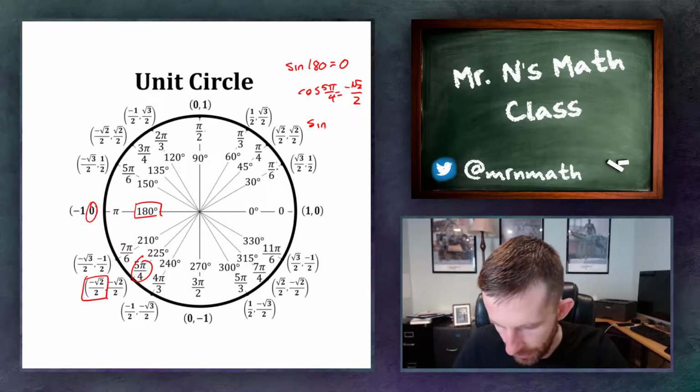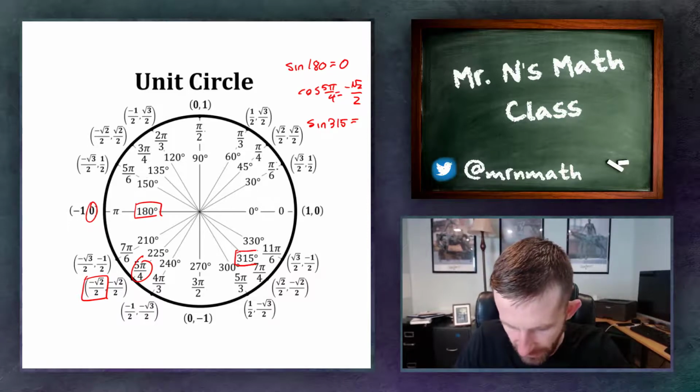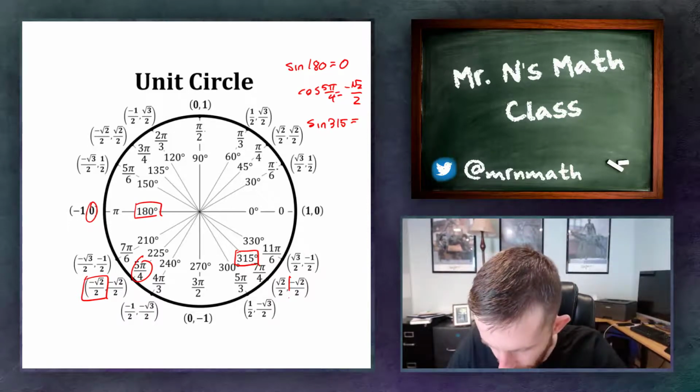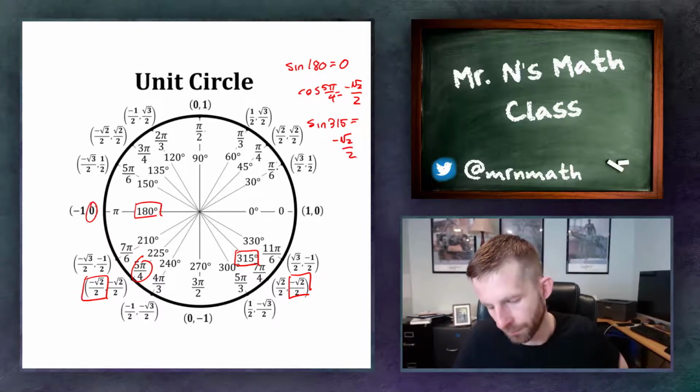Sine of 315. 315 is here. Sine is my y value, which is negative root 2 over 2.